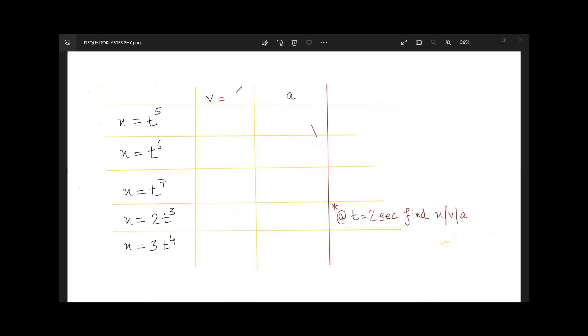So we know that velocity is dx by dt. Any doubt about this? No. So once we have calculated the velocity function, then we can find the differential of the velocity function and find acceleration. Is it making sense?